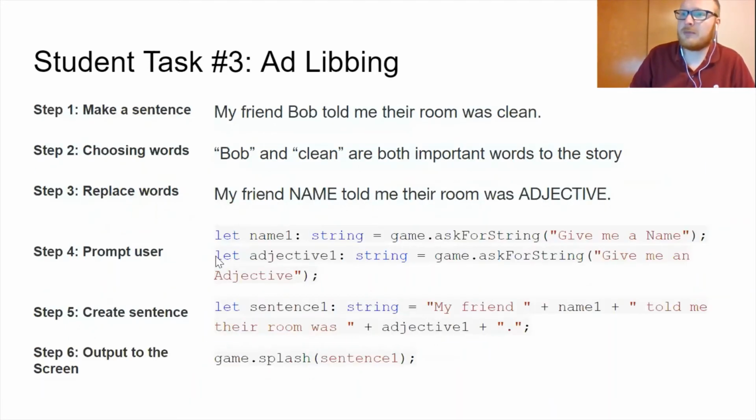So let me show you what I mean. Step 1 is make a sentence. The sentence I chose was, my friend Bob told me their room was clean. I chose 2 words from that sentence. In this case, Bob and clean were both important, so I picked those words. And I replaced those words with name and adjective, because Bob is a name and clean is an adjective.